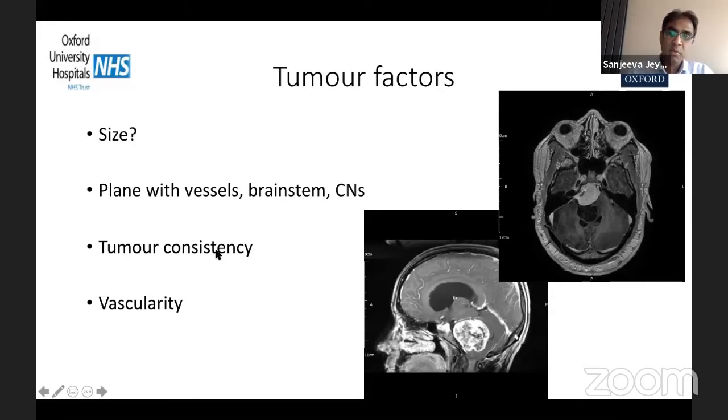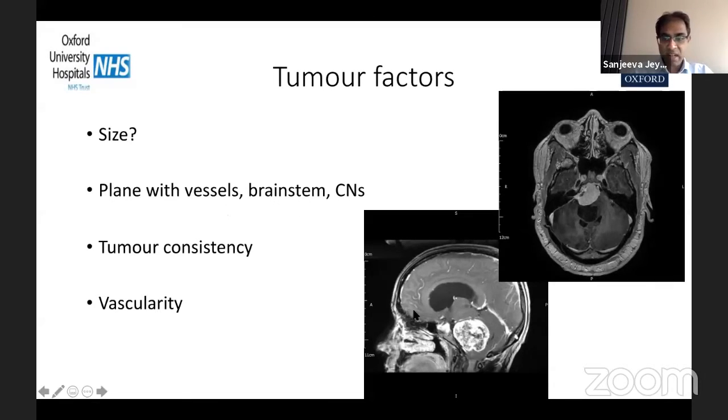And tumor consistency is probably one of the biggest factors. So with soft tumors, you can get excellent resections. You can really work the tumor away from the brainstem nicely. There are usually nice planes, and you get a very good resection. But with very tough tumors, and if there's a poor plane with the vessels, particularly the brainstem and cranial nerves, you're in for a very, very difficult day.